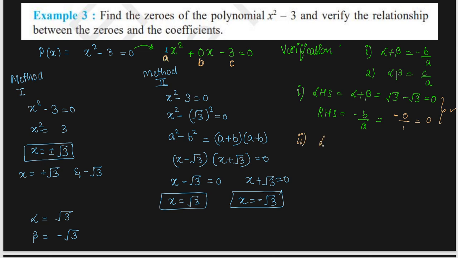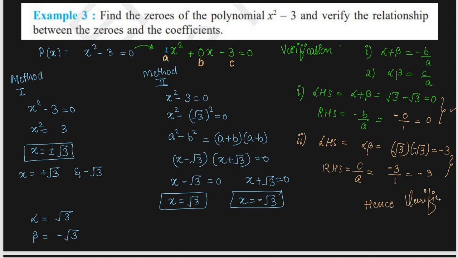Start with your second term. The left hand side is alpha beta, which is nothing but root 3 times negative root 3, which is equals to negative 3. Your c over a being the right hand side, c over a is what? c is negative 3, over 1, negative 3, and hence left hand side equals right hand side, both are equal, hence verified. This is how you have to explain. I hope it's clear. Any doubts so far?